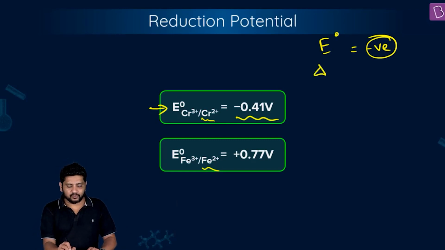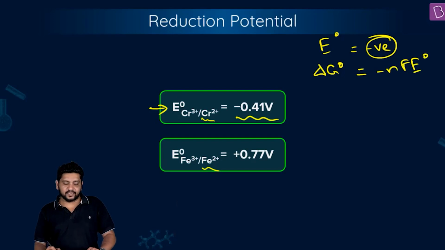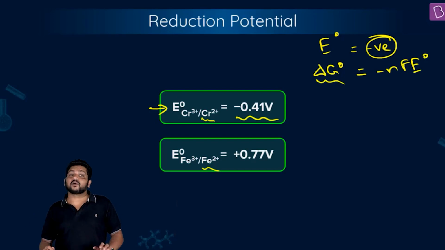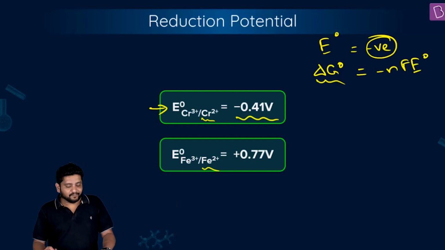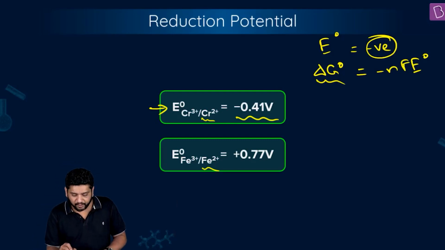We can also go via the Gibbs energy angle, that standard Gibbs energy change will be equal to minus nFE0, which means that if E0 is negative, standard Gibbs energy change is positive, which means under standard conditions this is not a feasible reaction to take place, which means that this is not a process that will happen spontaneously, which means if I reverse the reaction, we know the potential changes, right?